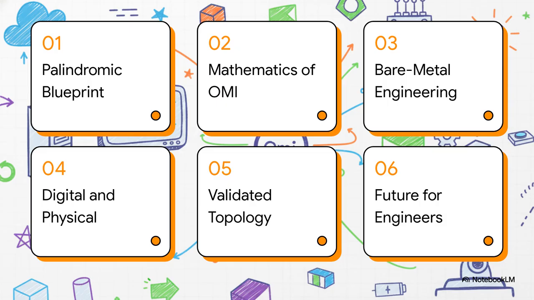So here's our quick roadmap for this explainer. We'll be hitting the universal palindromic blueprint, the mathematics of OMI, bare metal systems engineering, bridging digital and physical, agreement as validated topology, and finally wrapping up with the future for engineers. Let's get right into it.